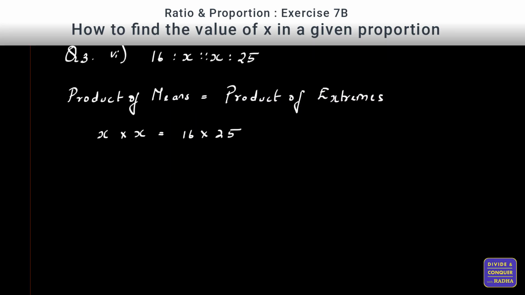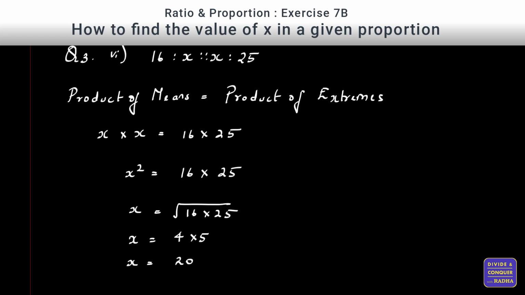Now, x squared is equal to 16 into 25. So what is x? We need to find the square root of 16 into 25. Like 3 threes are 9, 4 fours are 16, 5 fives are 25. So what's the square root of 25? Square root of 25 is 5. Square root of 16 is 4. And multiplying 4 into 5, we get the value of x is equal to 20.